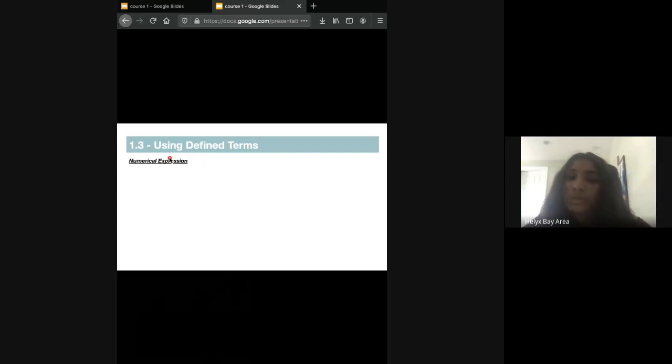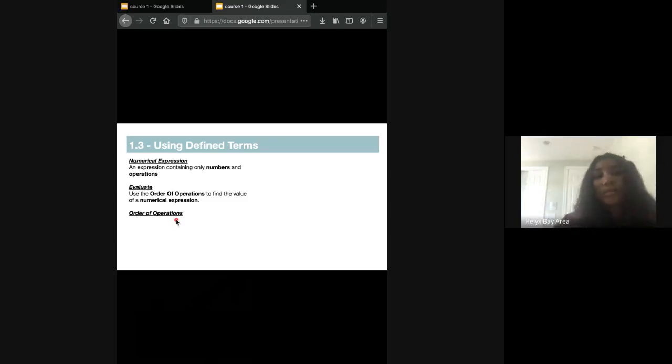Our first one is a numerical expression. A numerical expression is an expression containing only numbers and operations. So it doesn't have any variables in it at all. Our next term is to evaluate. Evaluating is when you use the order of operations, which we'll learn today, to find the value of a numerical expression, which is here, meaning an expression which does not have any variables.